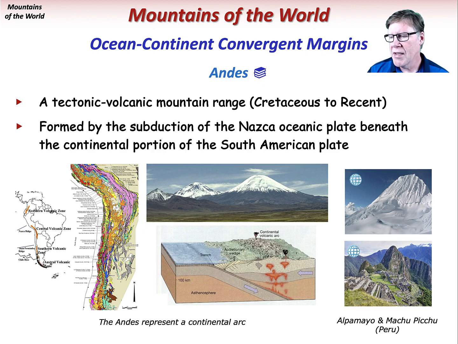These mountains cast a significant rain shadow, helping to form the Atacama Desert in the north and the Patagonian Desert in the south. A few iconic locations include Alpamayo, one of the most conspicuous peaks in the Cordillera Blanca of the Peruvian Andes, and of course, Machu Picchu, the famous 15th century Inca citadel.